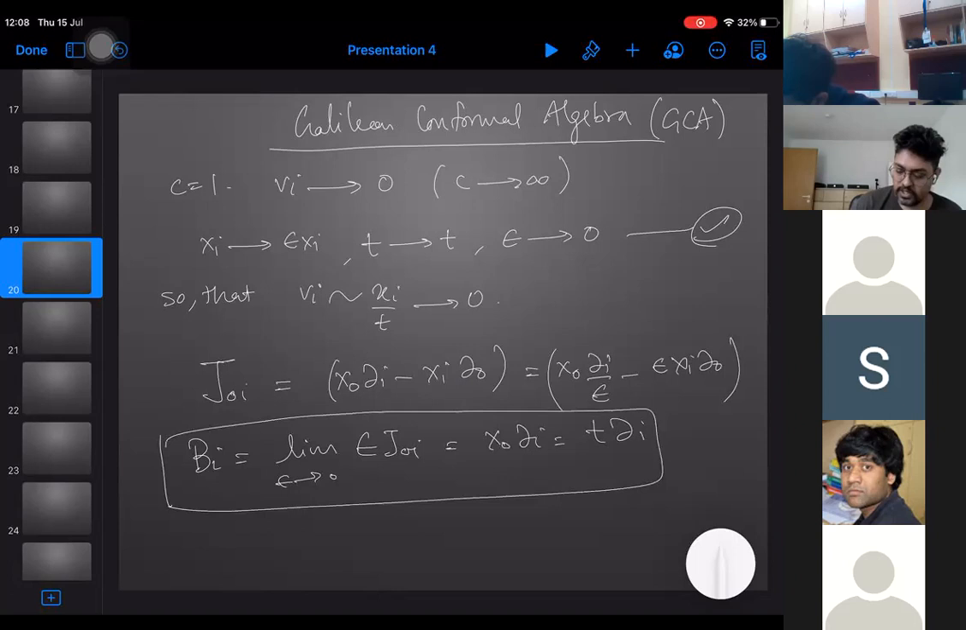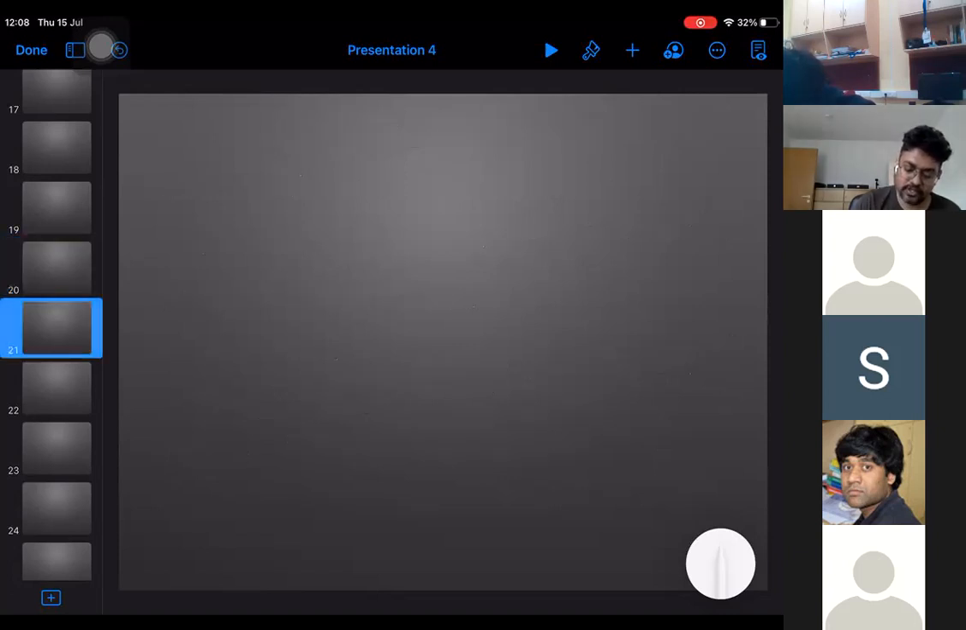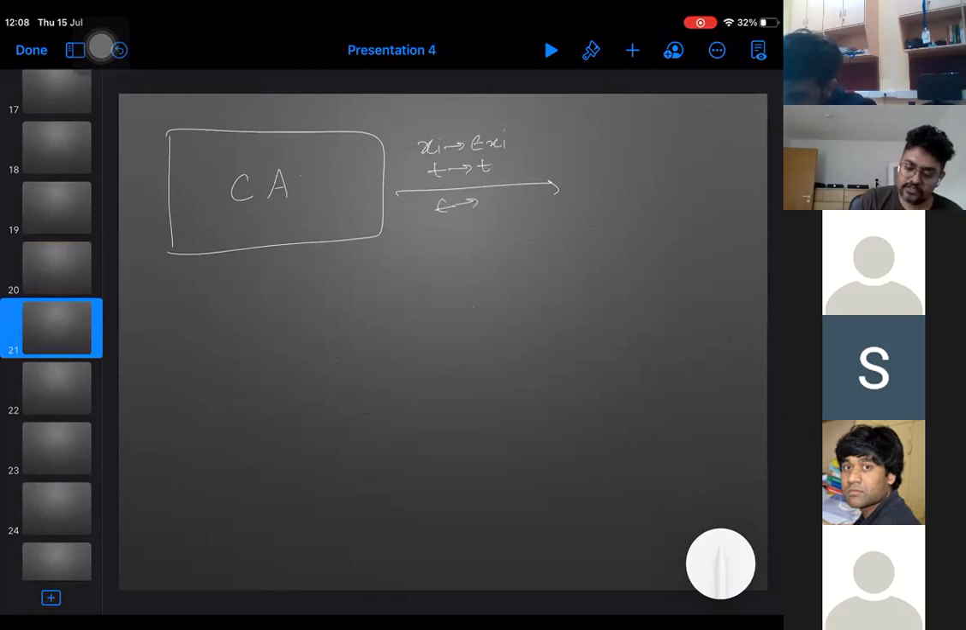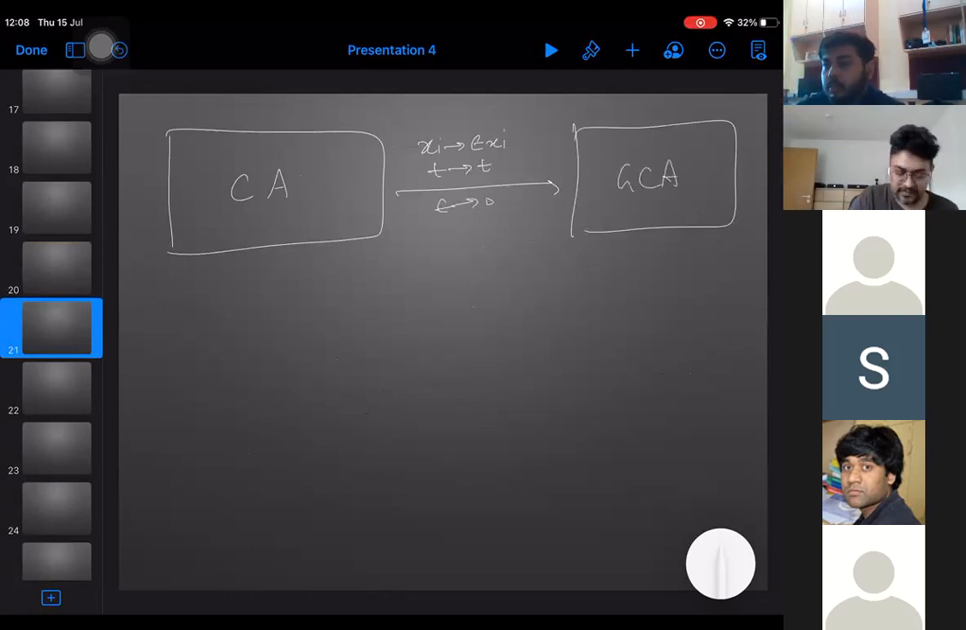This is the way I'm trying to show you how to take the limit on the generators of the conformal algebra. So in the end, if you do it for every generator of the conformal algebra, you will show that taking this limit, as epsilon tends to 0, you get the GCA, at least the finite part of the GCA.